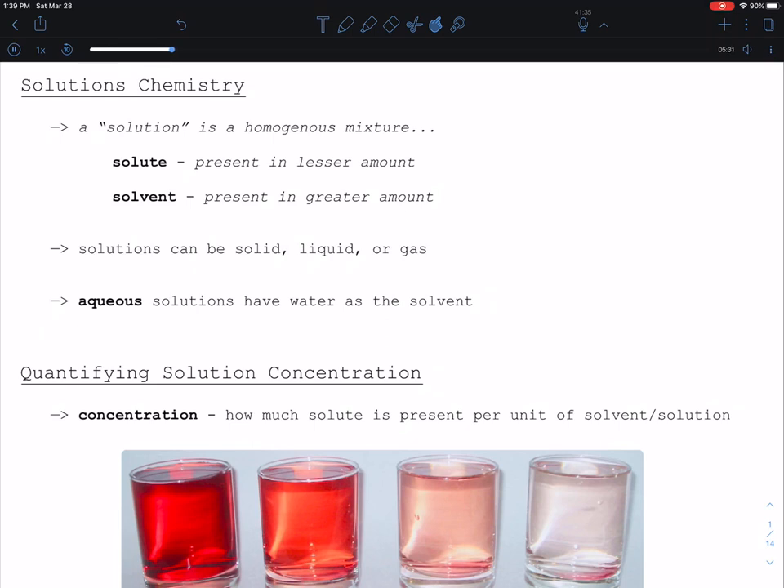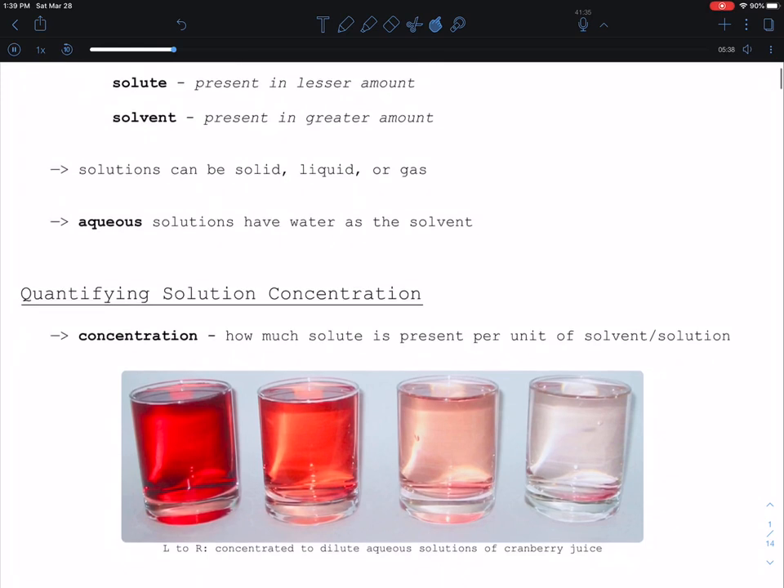From left to right, you see that we start with our most concentrated sample. It's really not hard to imagine that the most concentrated sample of cranberry juice would be the brightest red, and that the most dilute, or least concentrated, sample would be the lightest red, almost the light pink that you see over there on the right. What we're doing is taking samples of our concentrated solution, putting them into other glasses, and systematically diluting them by adding more water.